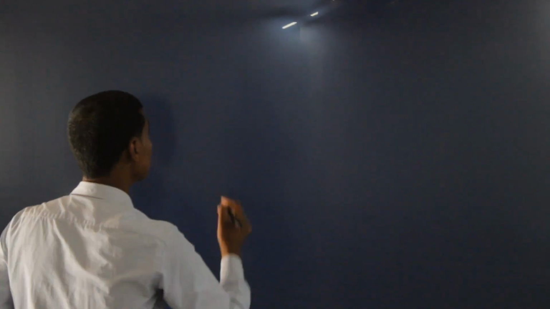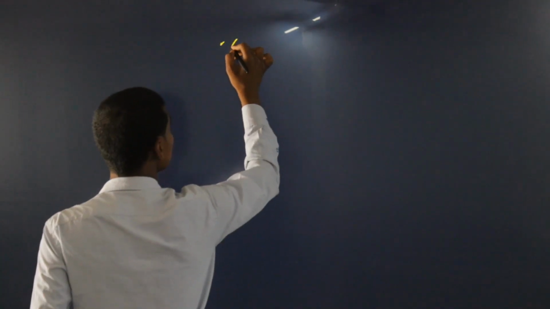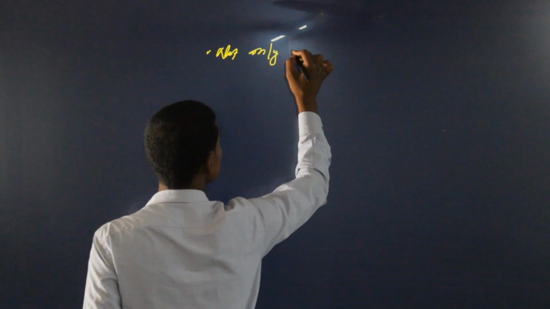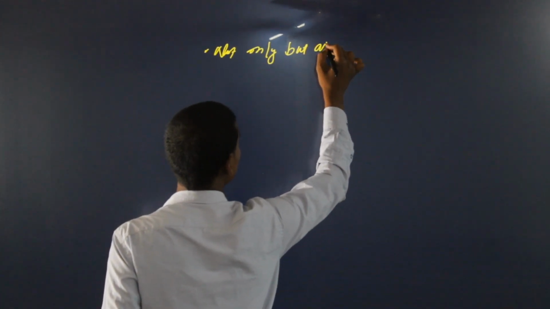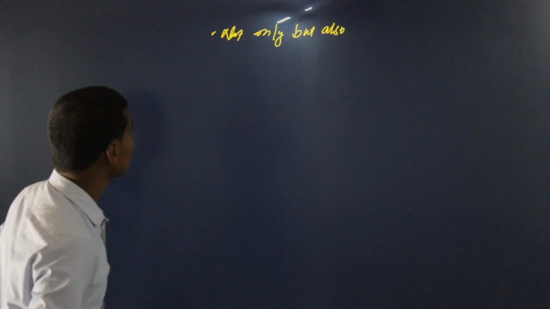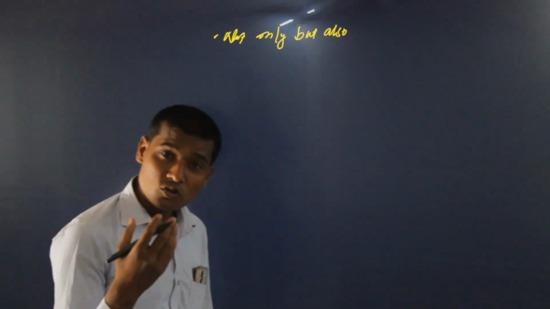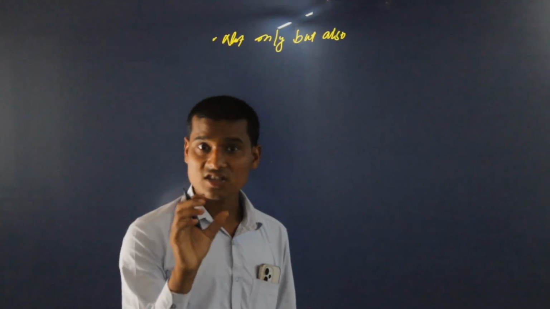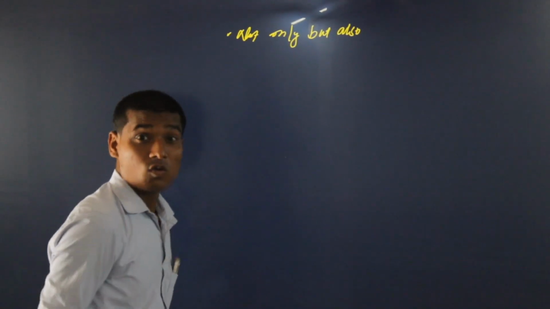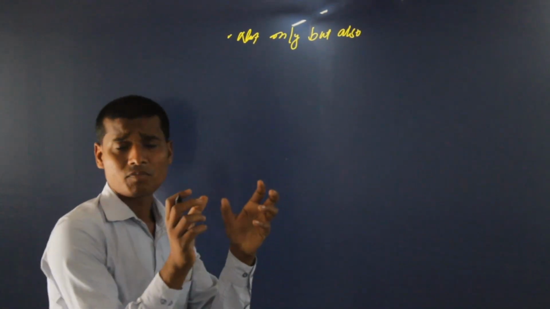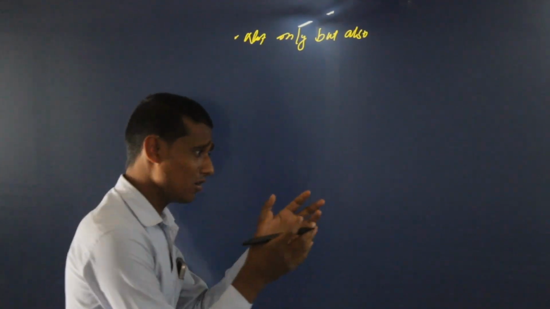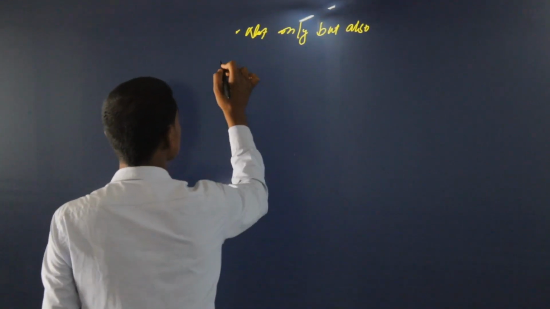Well, now we have not only but also. We have not only but also. So let's see how we use this very term in a sentence to show transformation. Not only but also shows two typical instances, two typical situations.